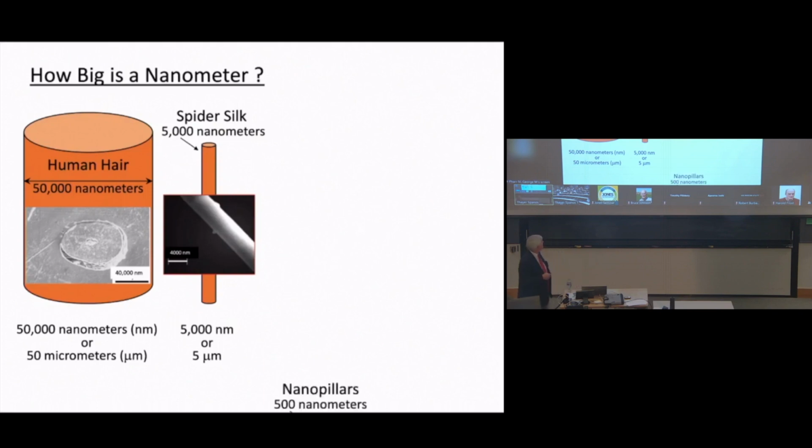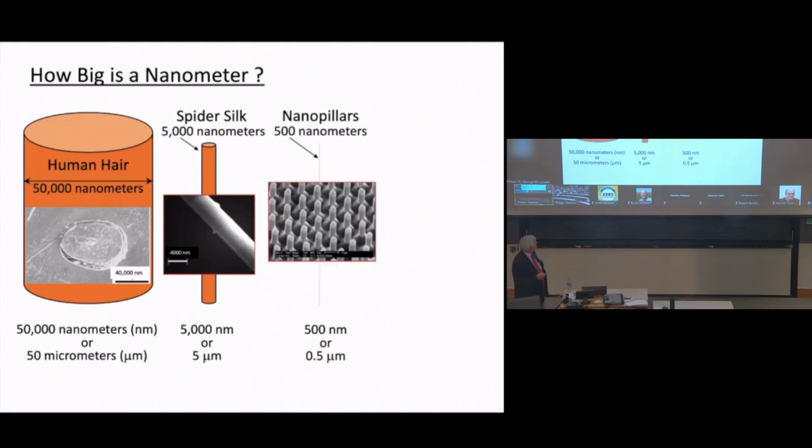We go down another factor of 10, and I'm going to show you today some of these things that we call nanopillars, which we've tested with a nano-indenter, and I'll show you some unusual behavior that comes out when things get that small. That thing right there is 1/100th of a hair, so you can see how small these things are relative to a hair.